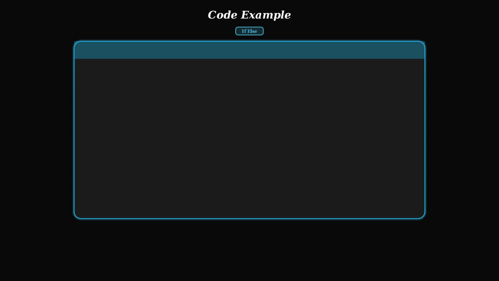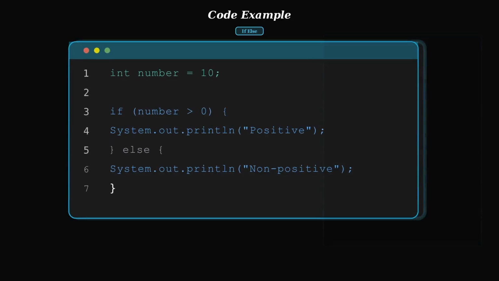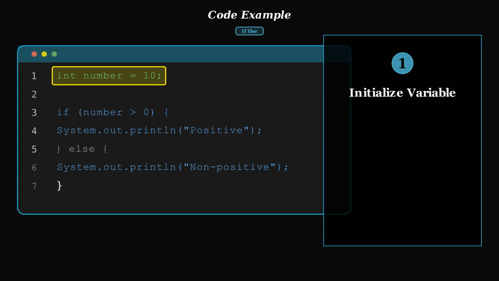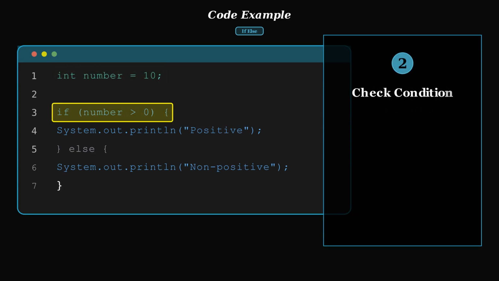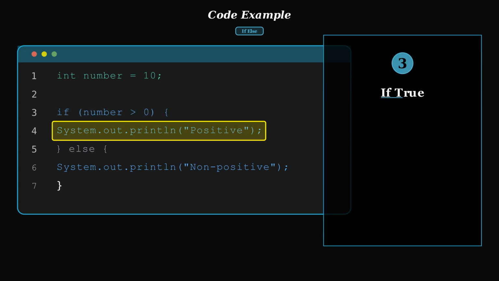Let's see how to implement if-else in code. Here is the implementation. Initialize variable, set number to 10. Check condition, test if number greater than 0. If true, print positive message.